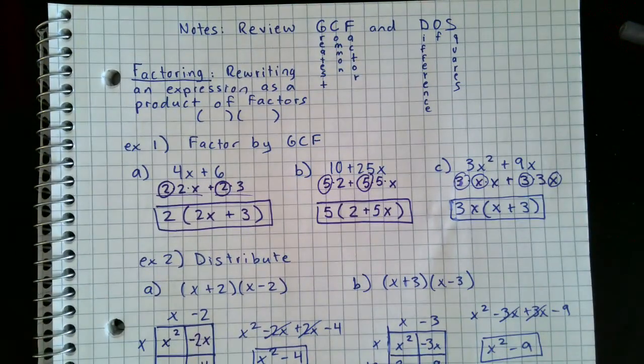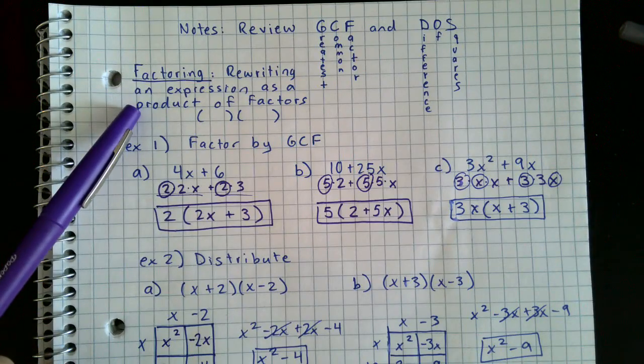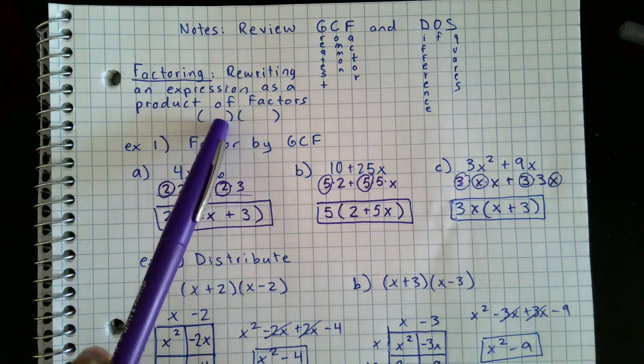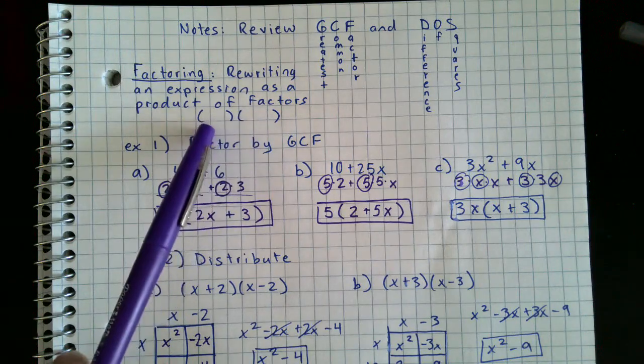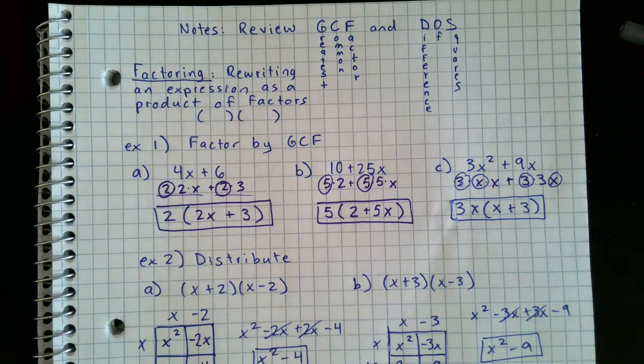We started class by reviewing that factoring is rewriting an expression as a product of factors, meaning that if you factor something, your answer is going to have factor form, something times something else. And a lot of times it's parentheses times parentheses. In example one, we did some factoring by greatest common factor.